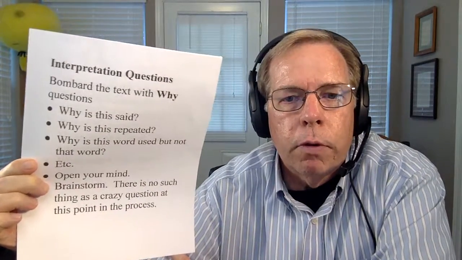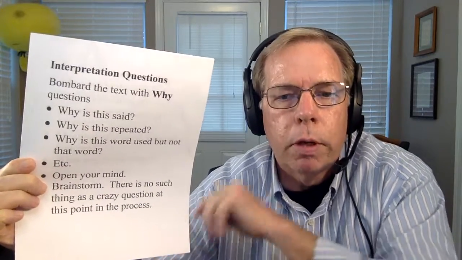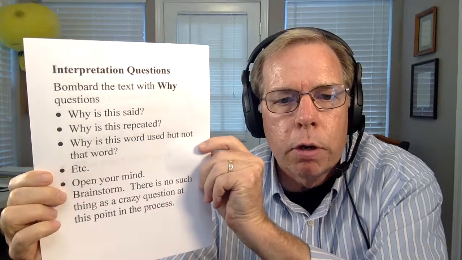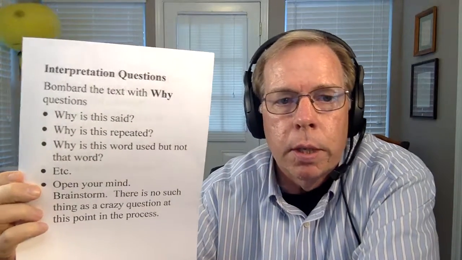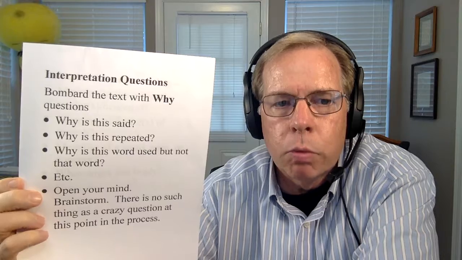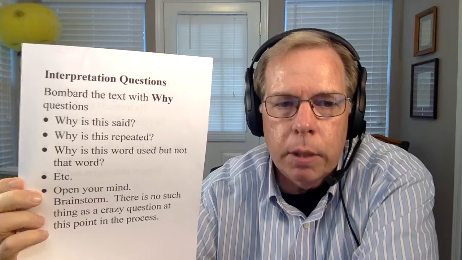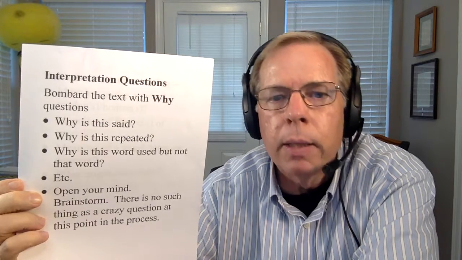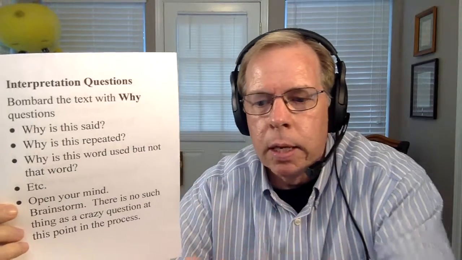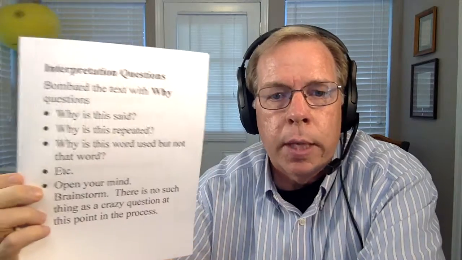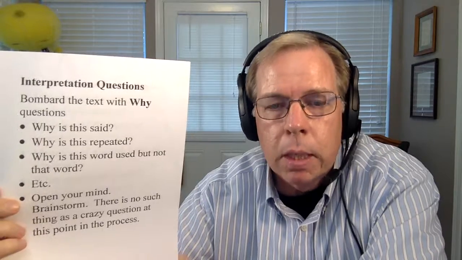So the really first and most, not the only, but the first and most important thing we want to do when we're trying to interpret a text or an observational clue, which of course is something found in the text, is we want to bombard that text with why questions. Why is this said? Why is this repeated? Why is this word used but not that word, etc.? And the list can be very lengthy of the types of questions we can ask using this. And I'm going to give you some examples of this as we go along. But just be thinking of why questions.